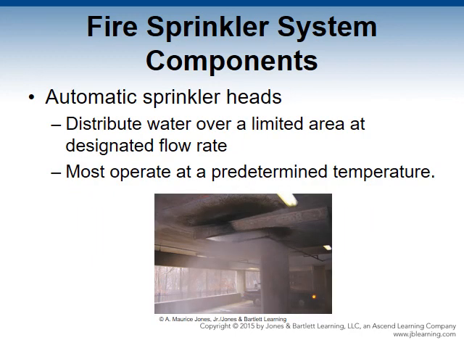Automatic sprinkler heads. An automatic sprinkler head is a spray device that distributes water over a limited area at a designated flow rate. With few exceptions, sprinkler heads are heat activated and operate at predetermined temperatures. Because each head operates independently, only the heads that reach the critical activation temperature will operate. Sprinkler heads should have a listing or approval obtained by the manufacturer through recognized testing agencies such as UL or FM Global.